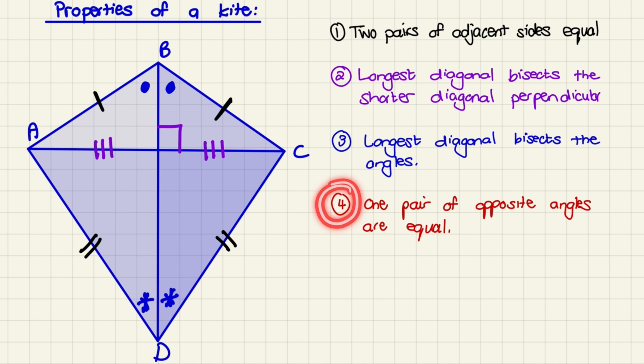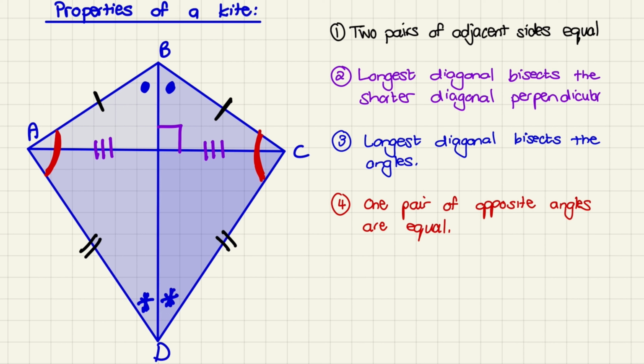And the last property says one pair of opposite angles are equal. So clearly we can see here that angle B and D are not equal in size, but one pair, so that's two angles, are equal in size. So the angle at A would be equal to the angle at C. We can indicate that with a little curve. So I will say angle A is equal to angle C.